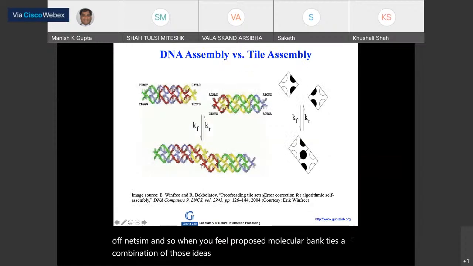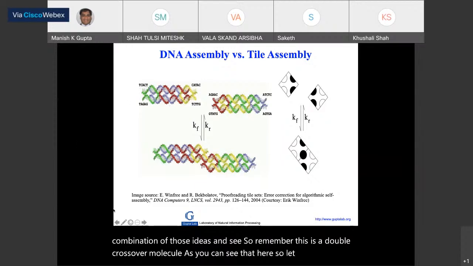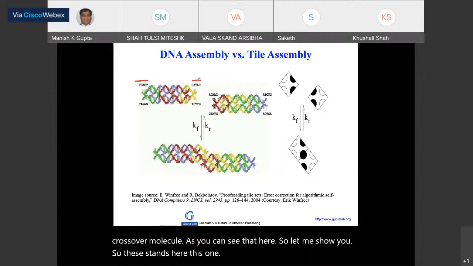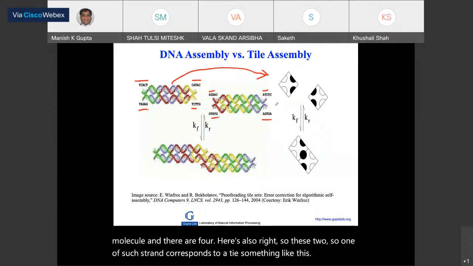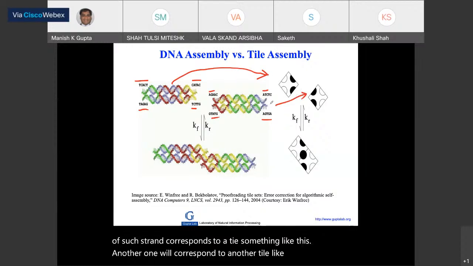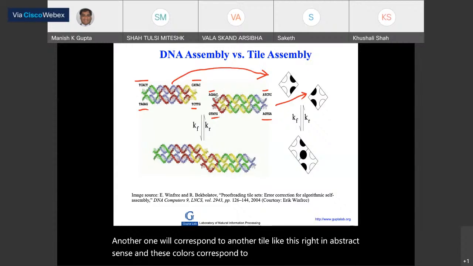And see, so remember, this is a double crossover molecule, as you can see here. So let me show you. So these strands here, this one, this one, this one, these are the free strands of the double crossover molecule, and there are 4 here also, right? So one of such strands corresponds to a tile, something like this. Another one will correspond to another tile like this, right? In an abstract sense. And these colors correspond to these free sticky ends.